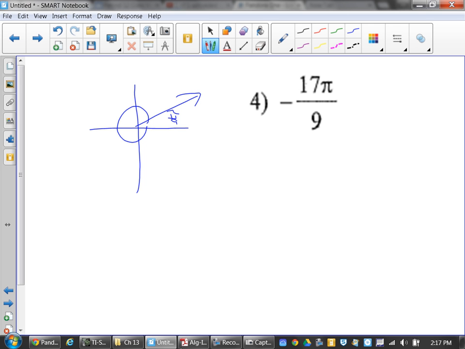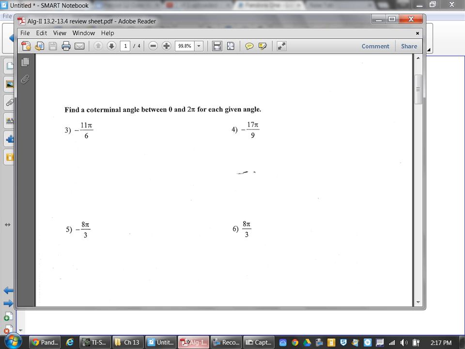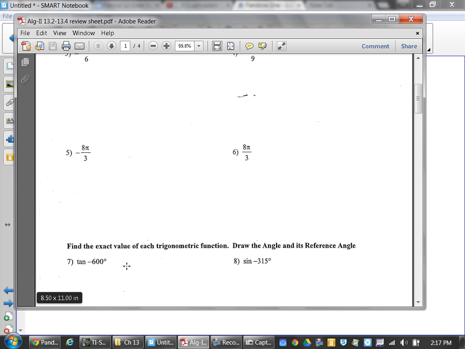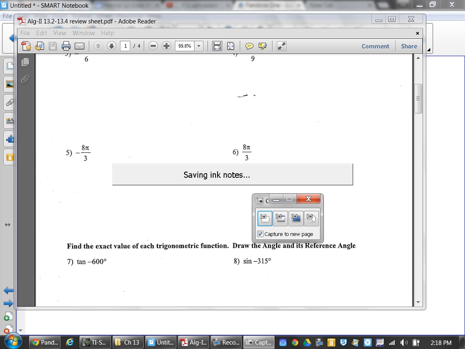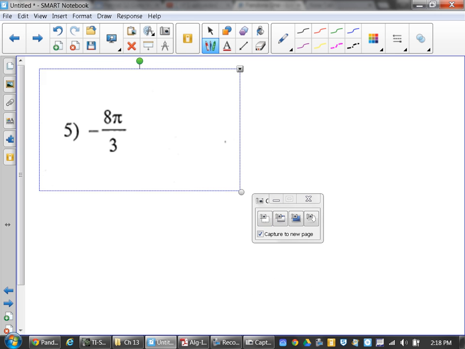Oh well. Anyway, does that make sense? Why we're spinning around? Yes. To find, and obviously pi over 9 is not something that we can find because it doesn't match up to one of our angles. Right? Pi over 9? Oh, I don't remember. It's 20, I believe. Okay. Oh, you're right. 8 pi over 3.